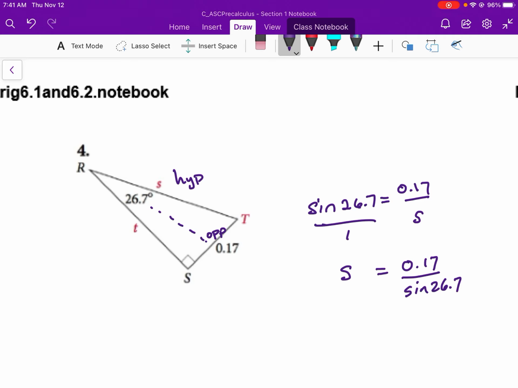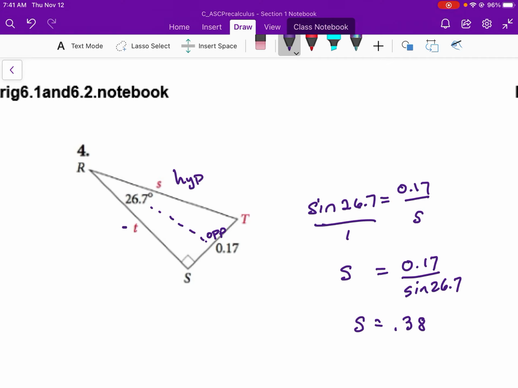I have to make sure my calculator is in degree mode. Most of your calculators will be in radian mode. So 0.17 divided by the sine of 26.7, S is equal to 0.38.